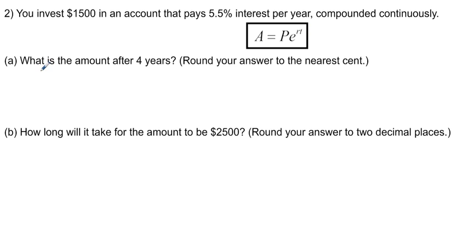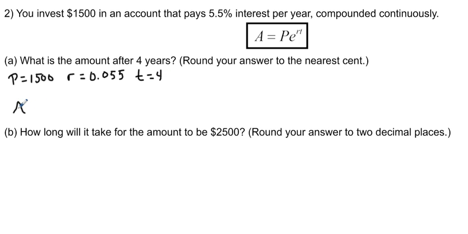So for part A, our P will be $1,500. R, recall that that has to be written as a decimal, so what we do is take the decimal and simply move it 2 places to the left, and what we will get is 0.055. And T, of course, is 4. So all we're going to do is plug this into the equation.